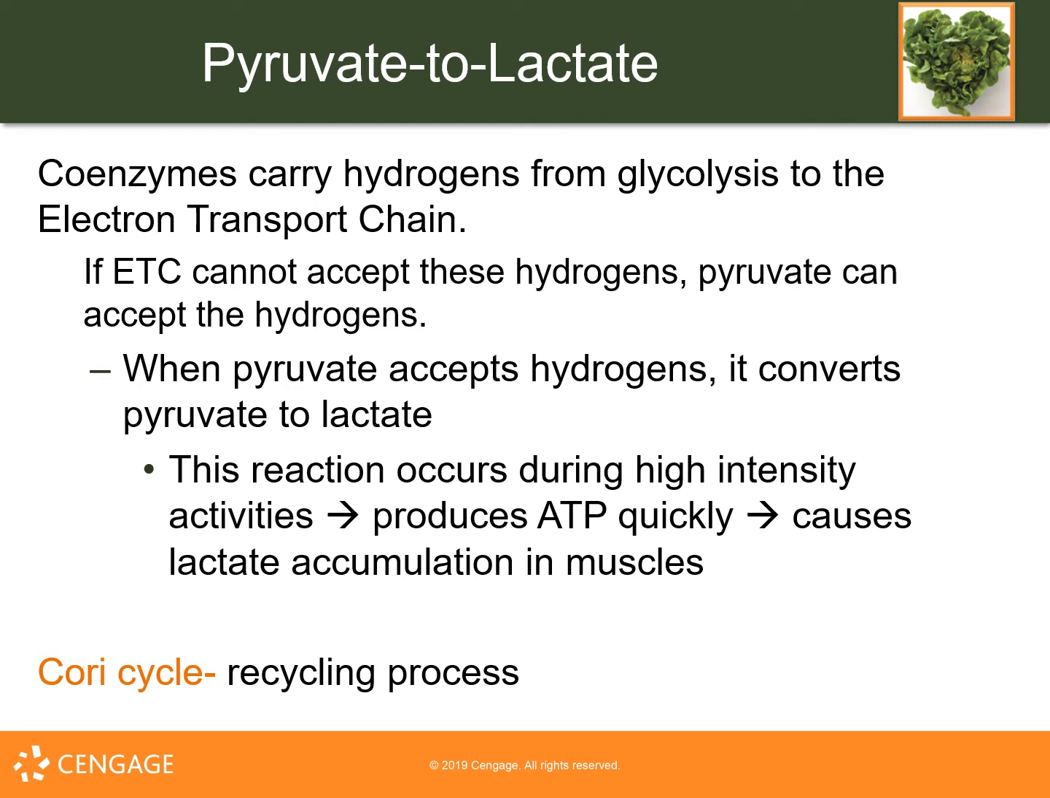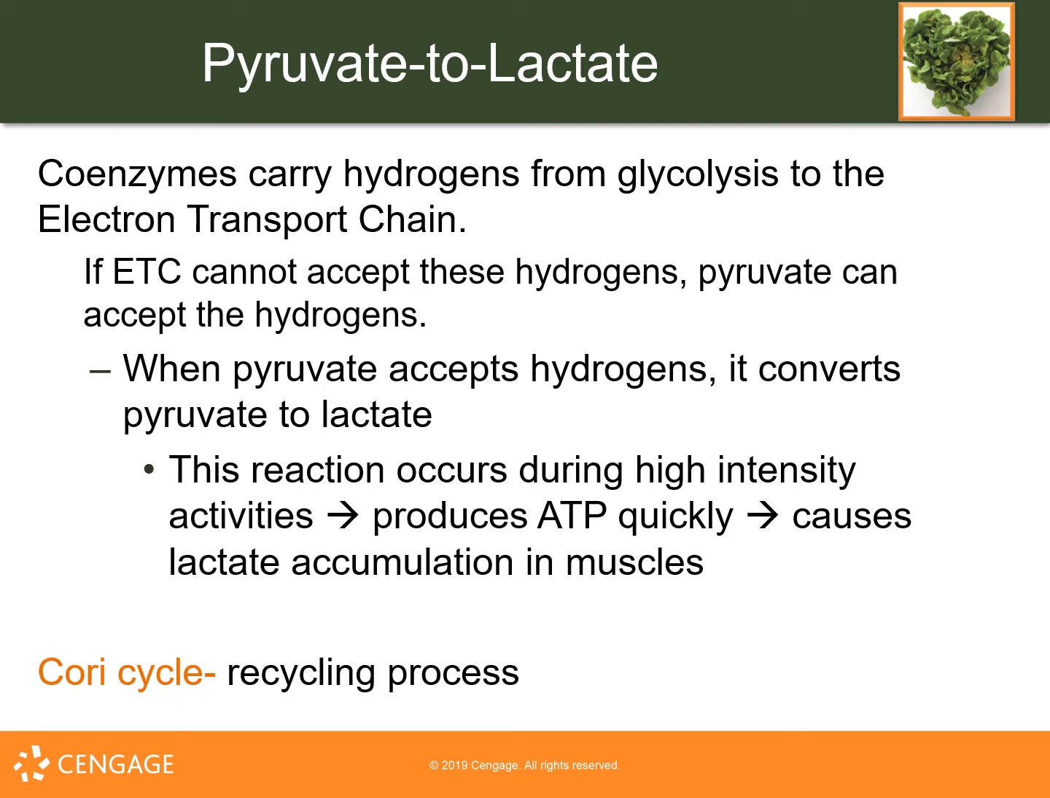Pyruvate to lactate. Coenzymes carry hydrogens from glycolysis to the electron transport chain. If the electron transport chain cannot accept these hydrogens, which can occur if there is insufficient oxygen or not enough mitochondria, pyruvate can accept the hydrogens. When pyruvate accepts hydrogens, it converts pyruvate to lactate.